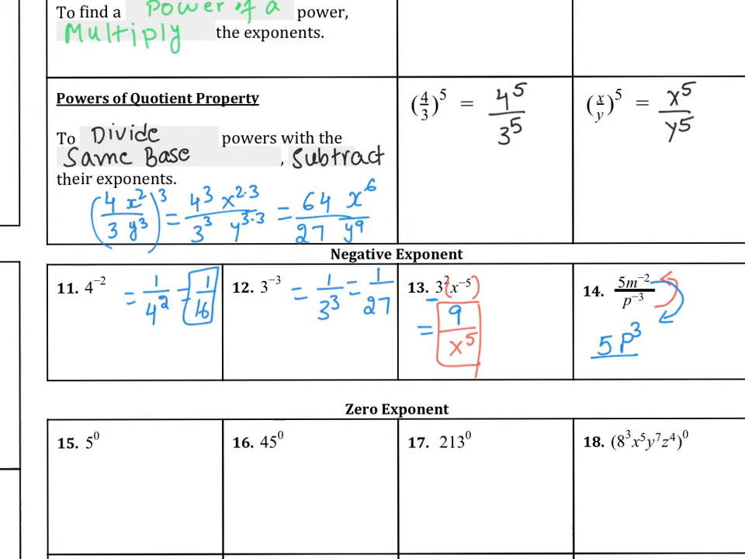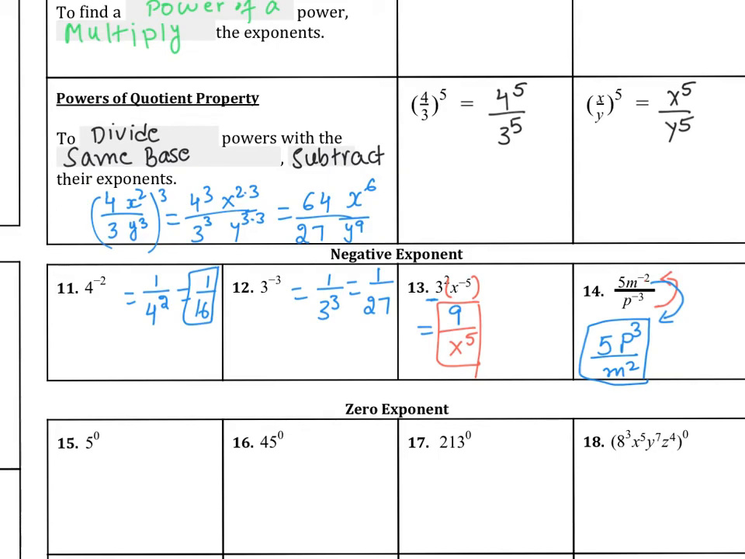If it's on the bottom, flip it to the top, and if it's on the top, then you're going to flip it to the bottom. So anytime you have a negative exponent, you have to put them into a fraction. If they are on the bottom with a negative exponent, flip them to the top. If the negative exponent is on the top, then flip it to the bottom.